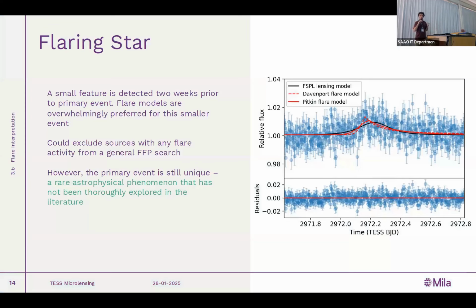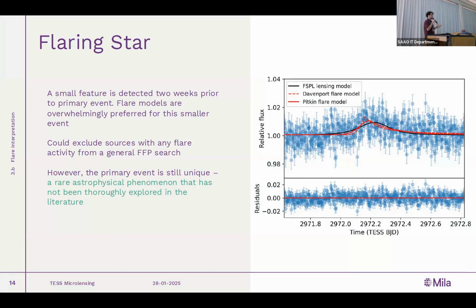So the first real damning evidence against the microlensing interpretation is that we know our star is flaring. There is a small feature in the TESS light curve detected 2 weeks prior to the primary event. And for this, flare models are overwhelmingly preferred to the finite source point lens and also a point source lensing model. So this indicates our star is magnetically active, it's known to flare.